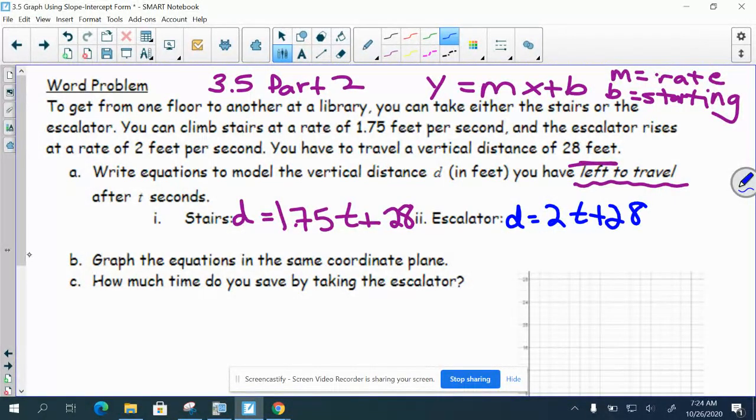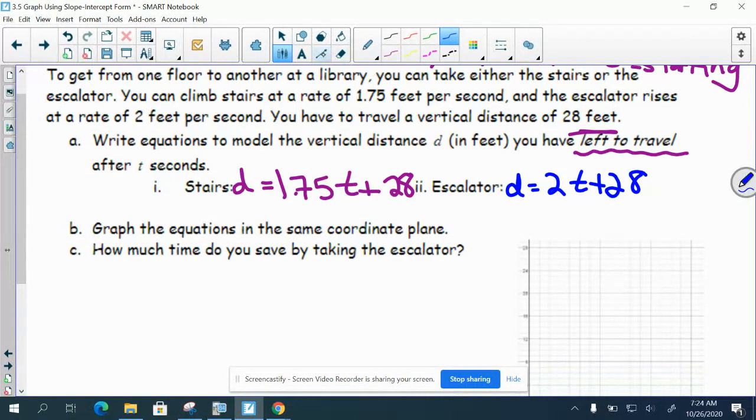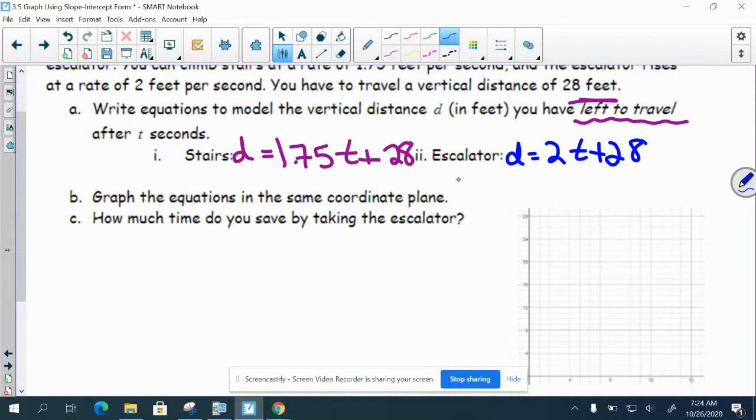Okay, graph the equations in the same coordinate plane. All right, so for our stairs, we have a y-intercept of 28. So remember, the steps to graphing would be to plot the y-intercept, 28, and then we could use the slope to get the t-intercept, but in this case, the slope is kind of funny. So instead, what we're actually going to do is find the t-intercept by setting d equal to 0. Okay, so let's do that.